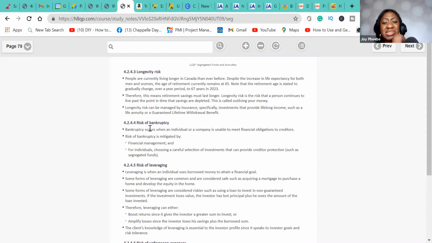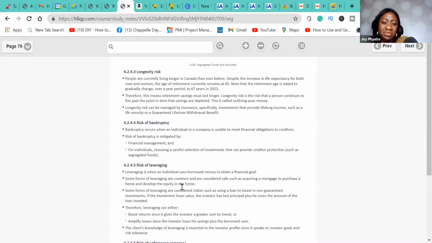So longevity risk can be managed by insurance specific investment that provide a lifelong income. Okay. Risk of bankruptcy. Well, bankruptcy occurs when individuals or a company is unable to meet their financial obligations to creditor. So risk of bankruptcy, you see, is mitigated by financial arrangements and management.